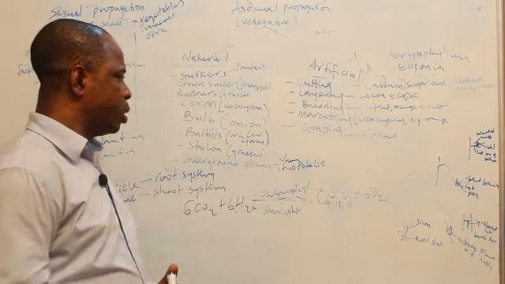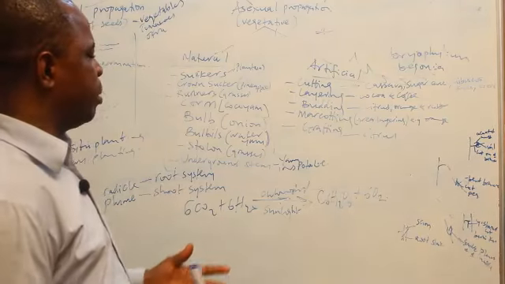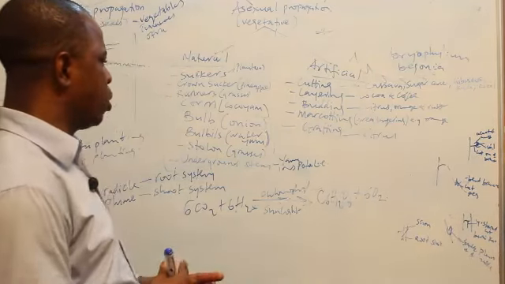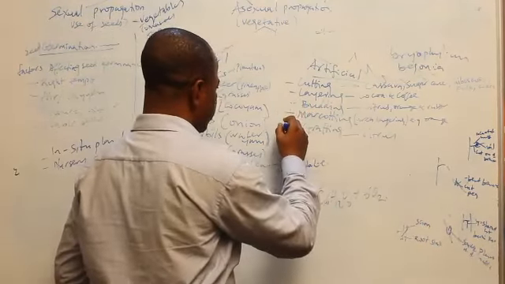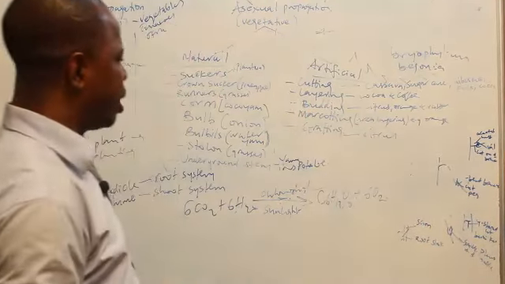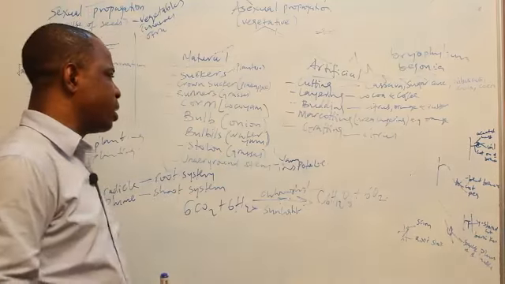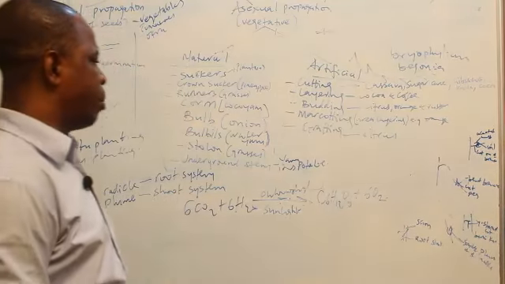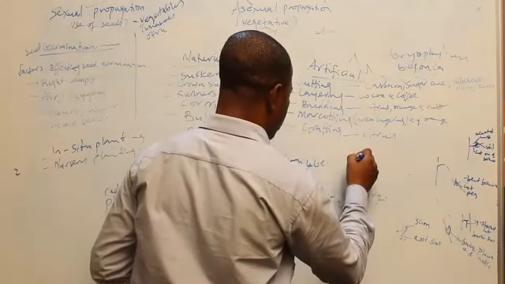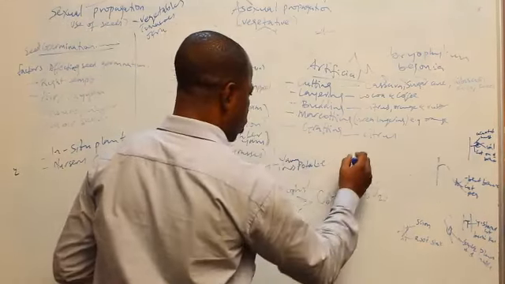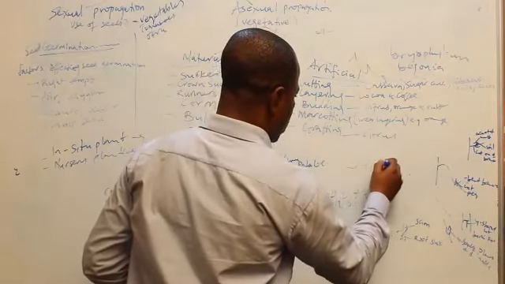Now, budding. The word budding means the bringing together of two, budding and grafting. The two of them are related. That means the putting together of two different parts of the plant. One is called the stock, the other is called the scion. The stock and the scion.